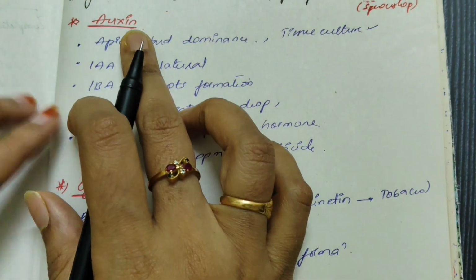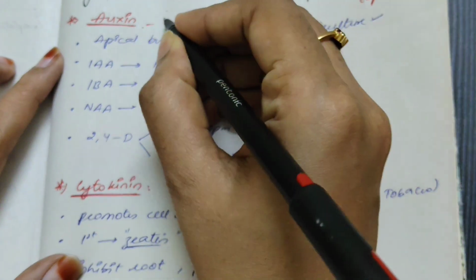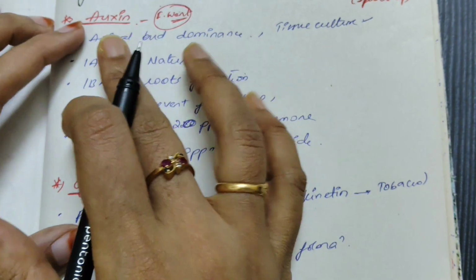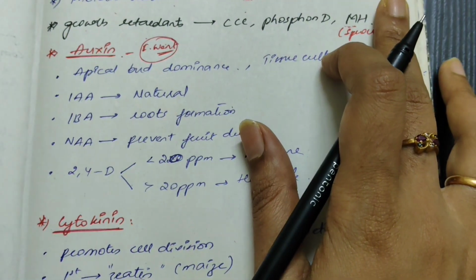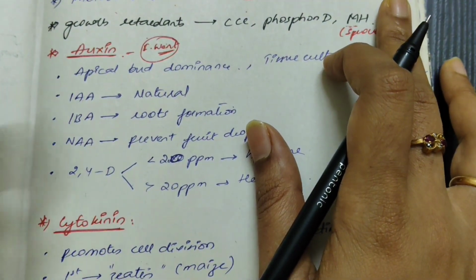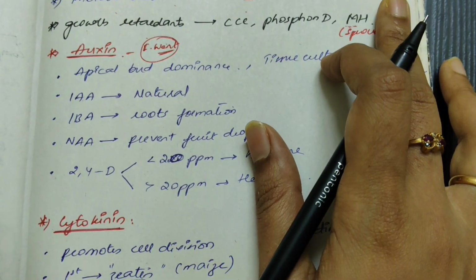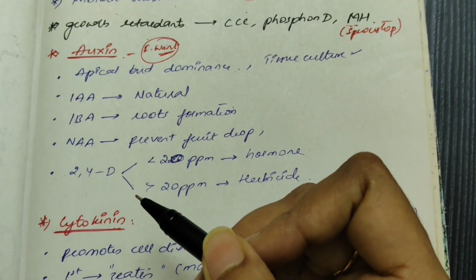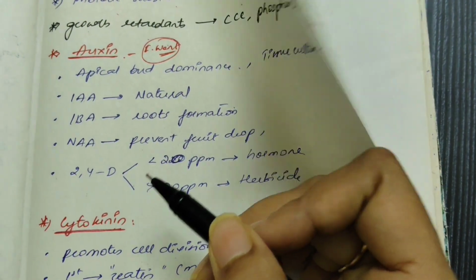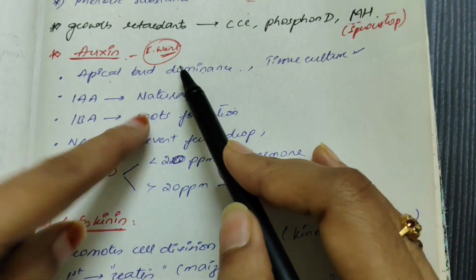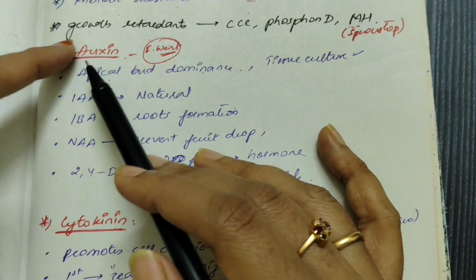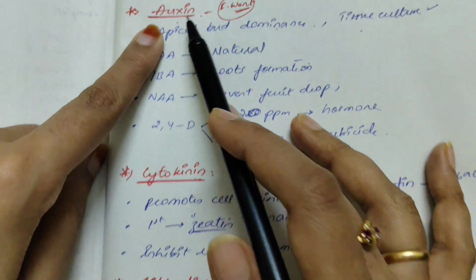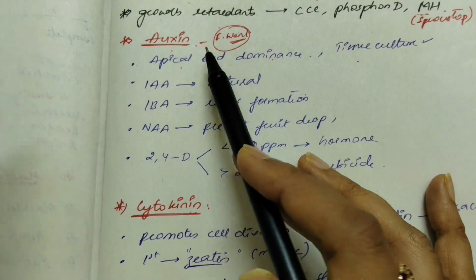Now, whenever you see the term auxin, this term was coined by F.W. Went. The scientist is not that important, but whenever you see the term auxin, remember that it is a root hormone. It promotes root enhancement and helps in the growth of roots. Whenever you see cytokinin, remember that it is a shoot hormone. It helps in shoot formation. Apical bud dominance, that apical growth, is seen with auxin concentration. It helps in tissue culture. Remember that auxin helps in the apical bud and root formation.